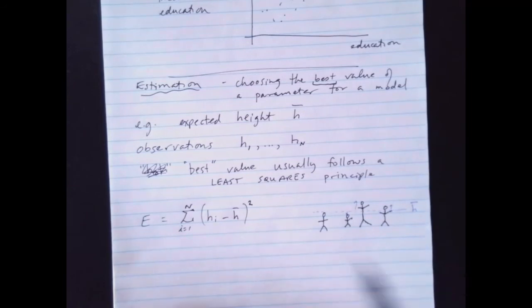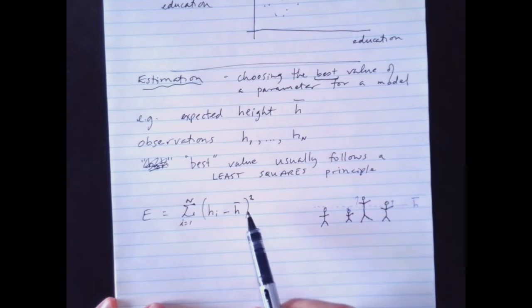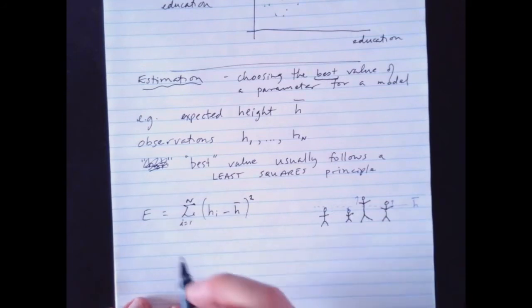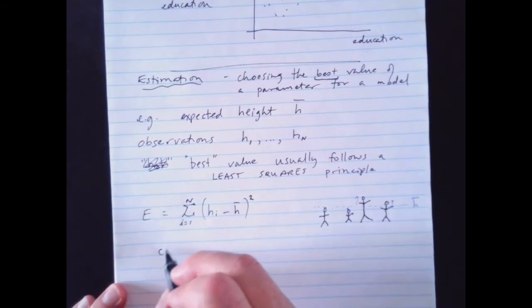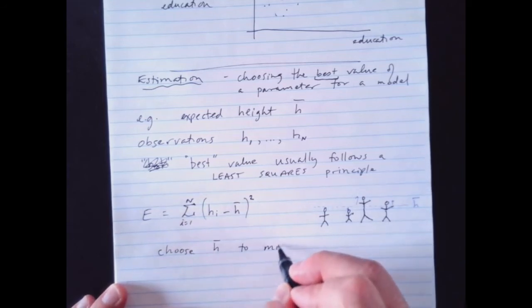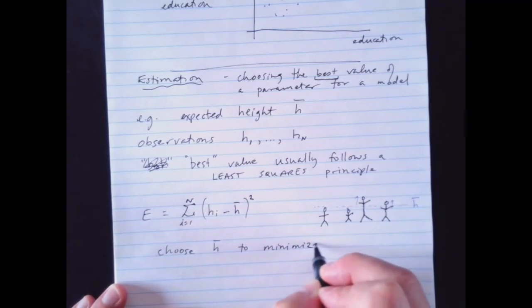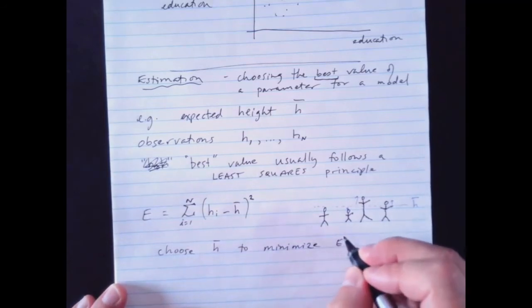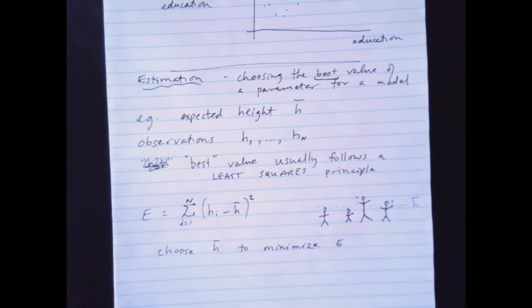So this is the sum of the squared errors in our estimate of the height. So the calculus problem is choose h bar to minimize E. So we want to pick the value of h bar that will minimize the sum of the squared deviations around h bar.